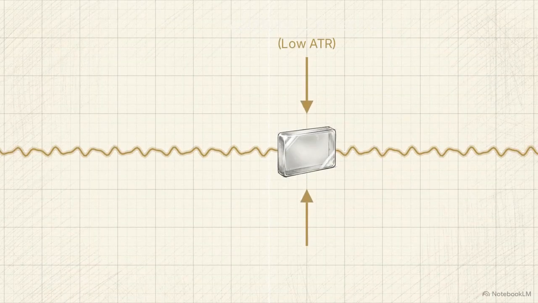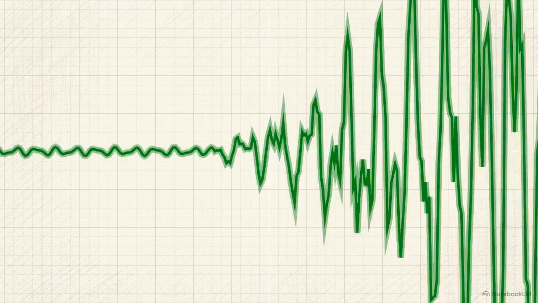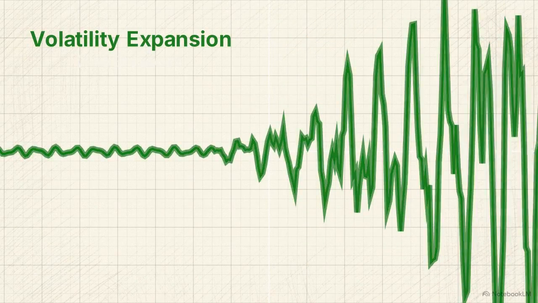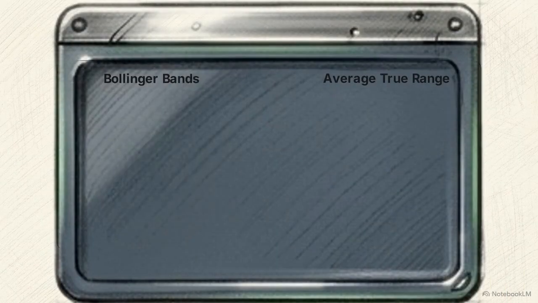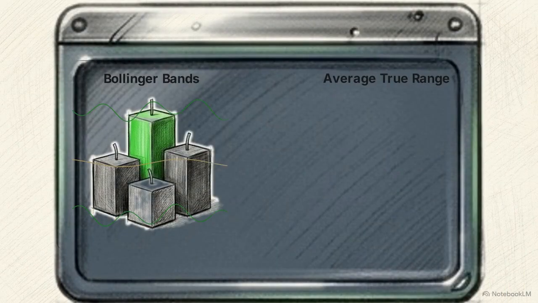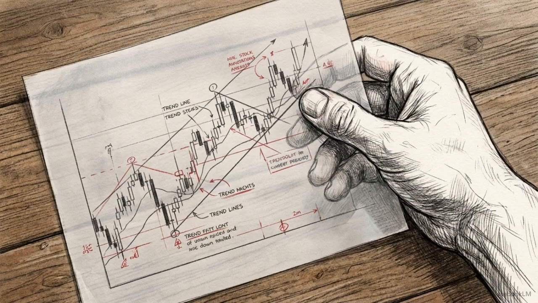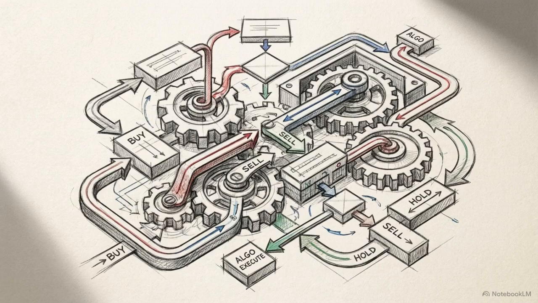It's a specific volatility breakout strategy designed to help identify exactly when a quiet market is preparing to move. This system requires combining two specific tools: Bollinger Bands, which measure the physical boundaries of the price, and the average true range, or ATR, which measures the raw momentum. By mastering the relationship between these two indicators, you can transition from emotional guessing to a repeatable mechanical process.